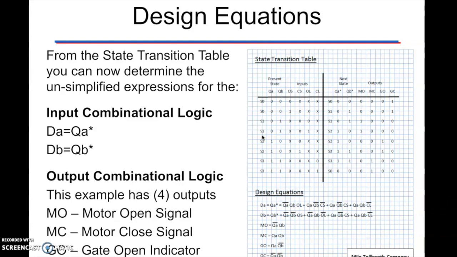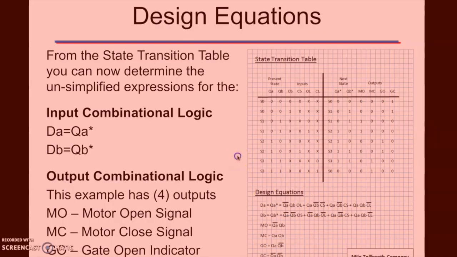Now that we have a state transition table, we can create our unsimplified expressions for the input combinational logic and the output logic. So what we're looking for is our logic to be synced between our inputs and our outputs. And then we end up with our design equations. So to summarize part 3, to design a state machine, we have 4 basic steps. We start with a state graph, then we move into a state transition table. After we have that state transition table, we simplify our logic, and then we design our circuit. All of those steps have to happen in that order.